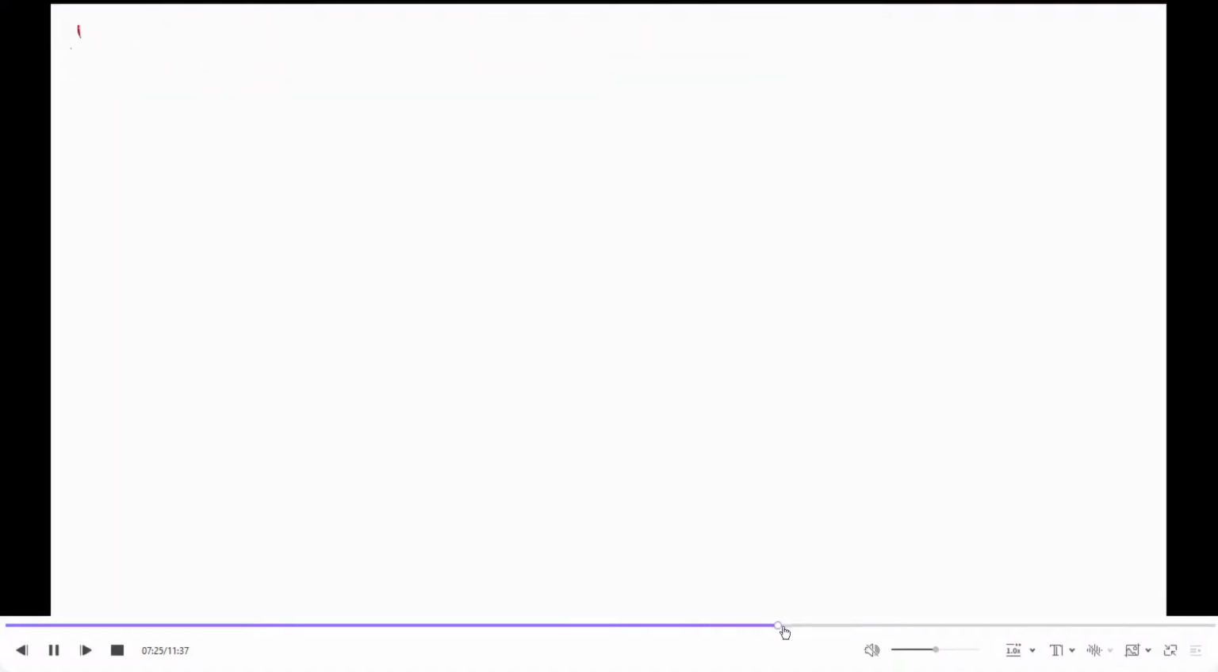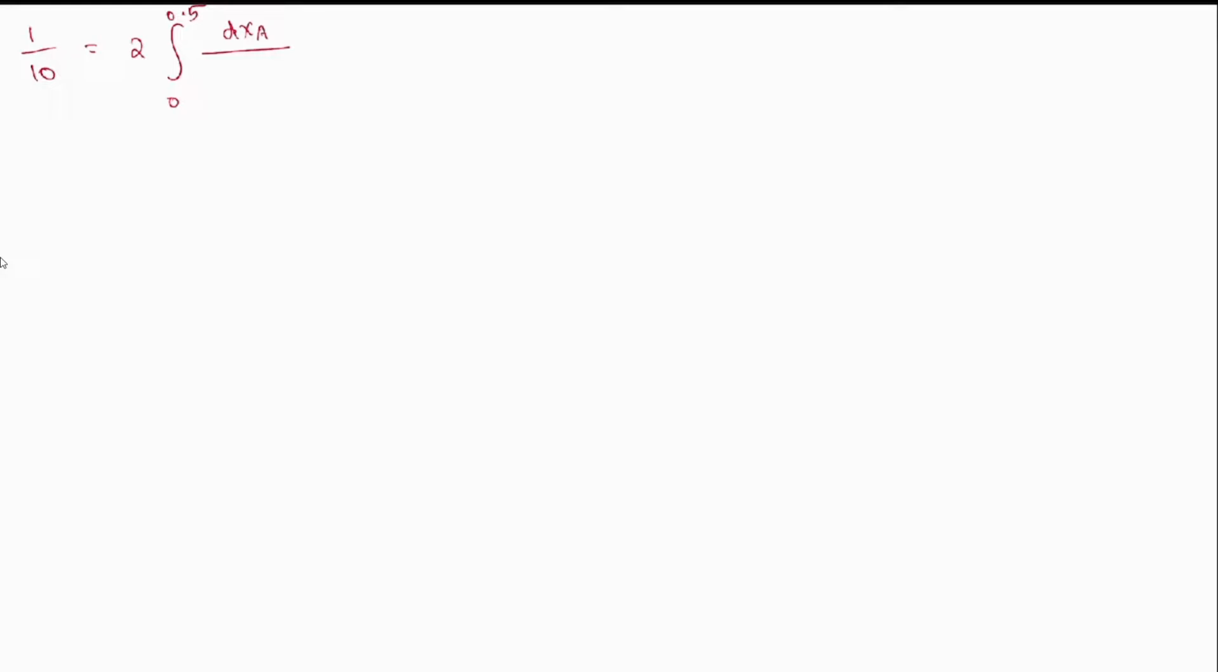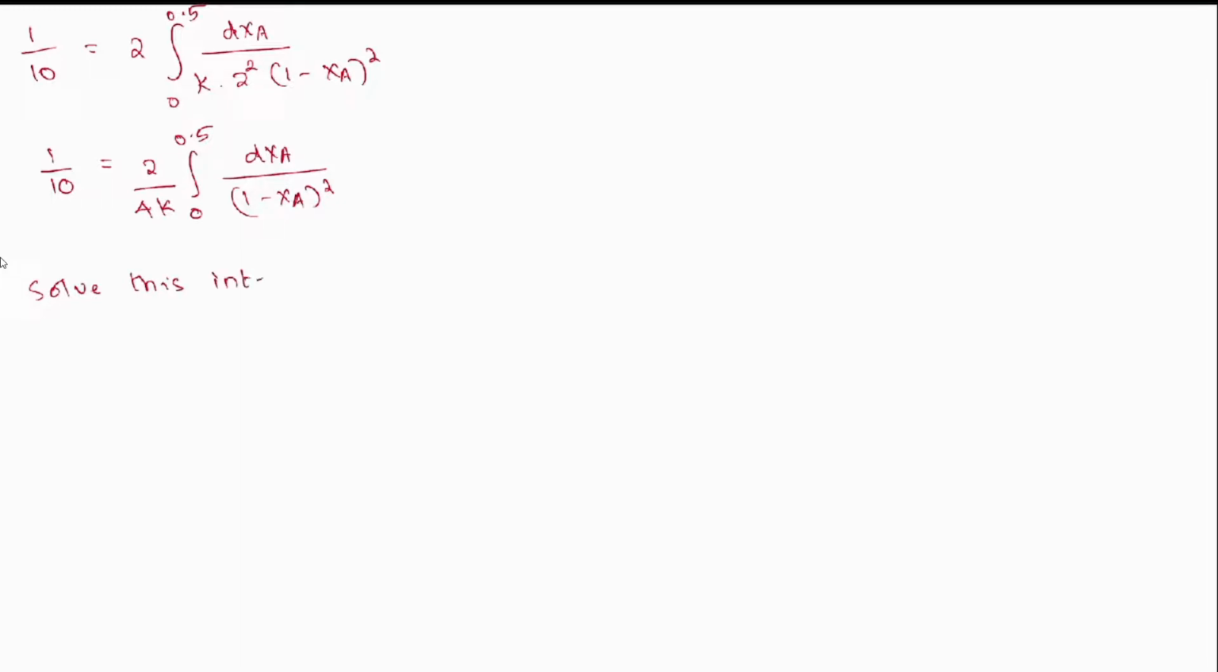So 1 by 10 will be equal to 2 into integral 0 to 0.5 dxa by K Ca0 square, which is 2 square, into 1 minus Xa the whole square. So 1 by 10 is equal to, just take out the constants and write the equation again. K into 2 square is constant, so we can take it out and solve this integration of integral 0 to 0.5 dxa by 1 minus Xa the whole square.